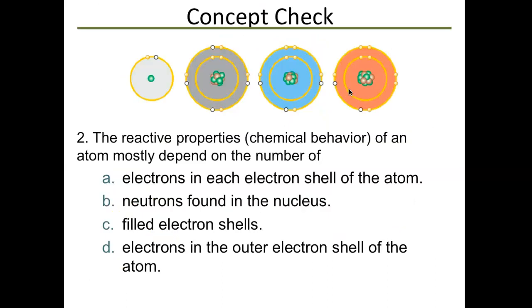So concept check. The reactive properties or chemical behavior of an atom mostly depends on the number of, and what's your answer? So pause it. Okay, so your answer is D, electrons in the outer electron shell of the atom, right? The inner electron shell, in this example, is filled, and this doesn't react because it's not the one that comes into contact first with another atom. It's the outermost shell, and the outermost shell, if it's missing an electron, it's going to be reactive. Okay.